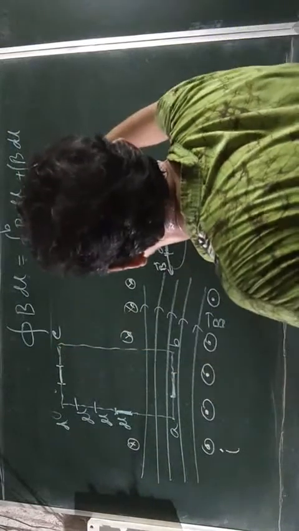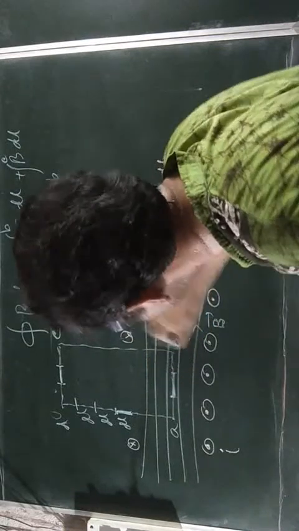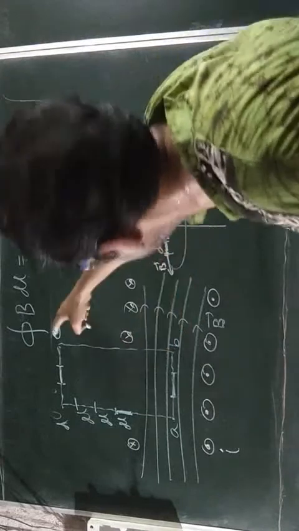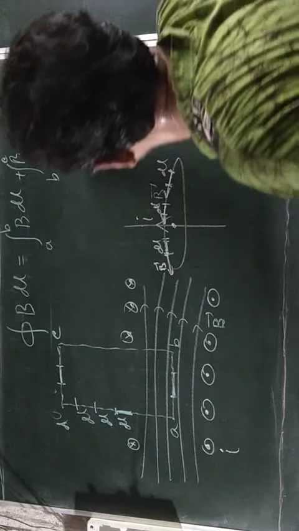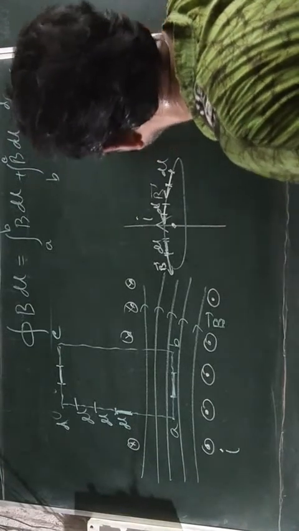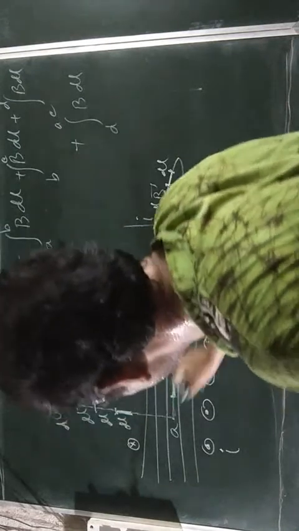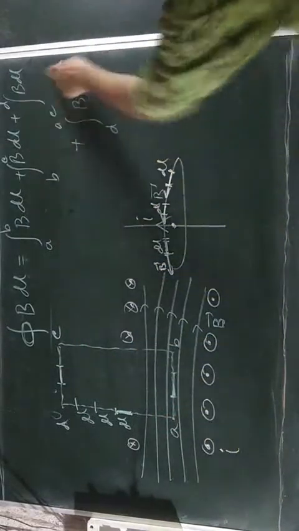for BC. That means we are summing all the dl elements from A to B, plus C to D, B dl, plus D to A, B dl. If you add these four, you will get the total closed path. The path is closed now. When you move from A to B to C to D to A, the path is closed. That means you have to add four segments together.